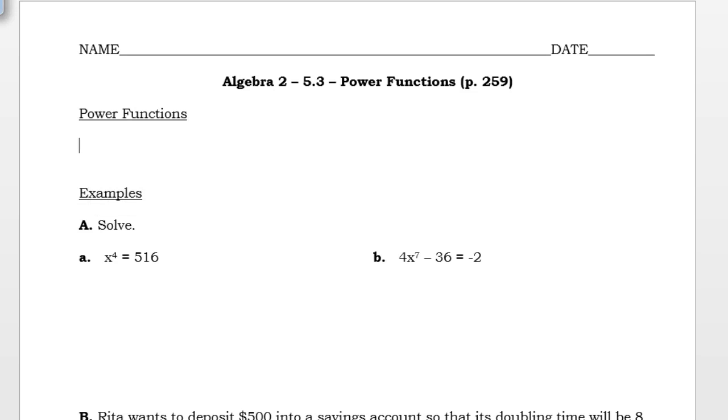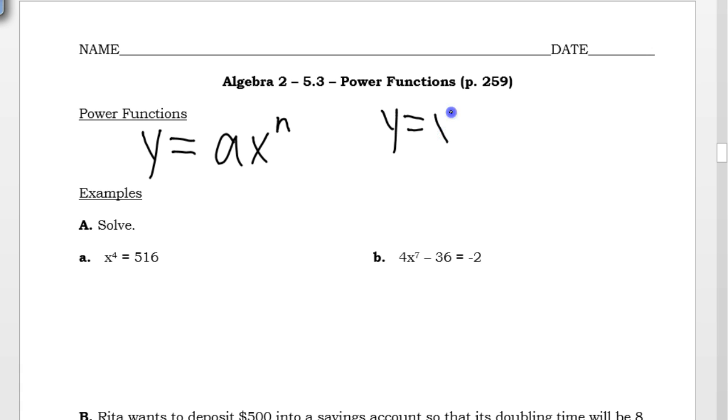This is Algebra 2, Lesson 5.3, Power Functions. Now a power function is any equation in this format, which looks really similar to the exponential formats from last lesson. The difference is that here, my power is going to be a number, versus yesterday, my power was a variable.